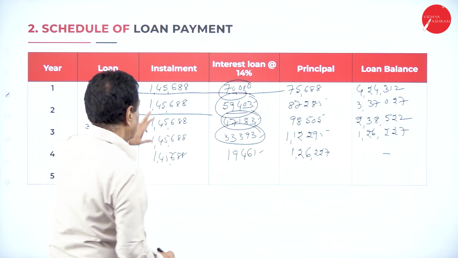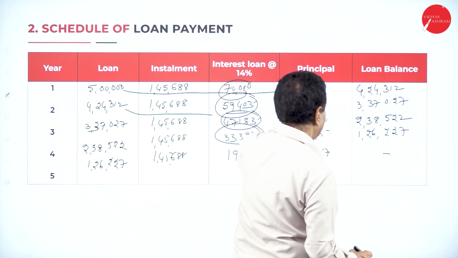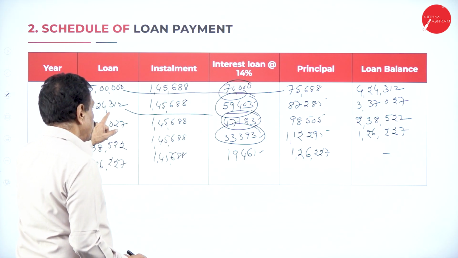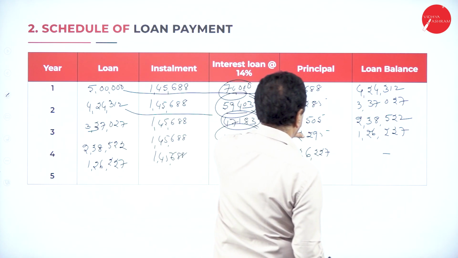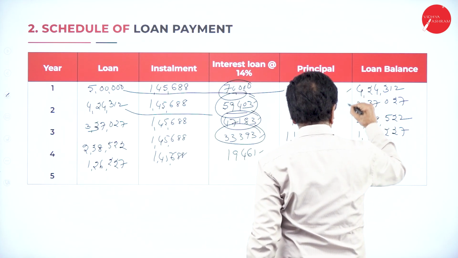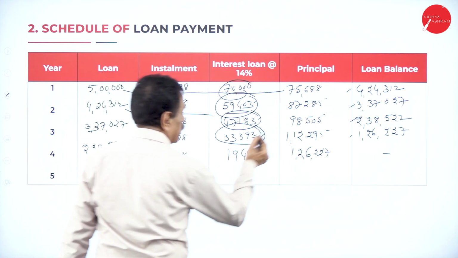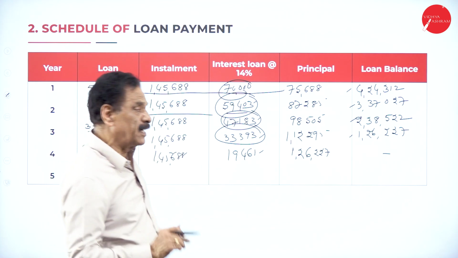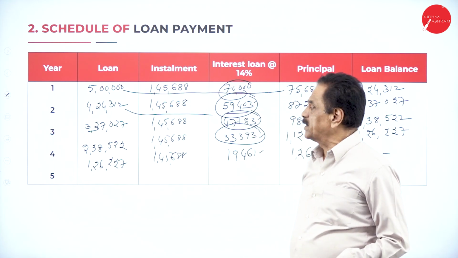Then I calculate like this. Loan is 5 lakh. Installment is 1,45,000. 14% is 70,000. Deduct, 75,680. He has to pay 4,24,302. On 4,24,000 at 14% means 59,403. Deduct, it will come 87,285. From that, if we deduct, these are all the outstanding balance. Last, we have to clear off. The loan amount is 1,26,000. Principal, you pay 1,20,000. Whatever the difference comes, you call this the interest in the last year. Don't calculate the interest.